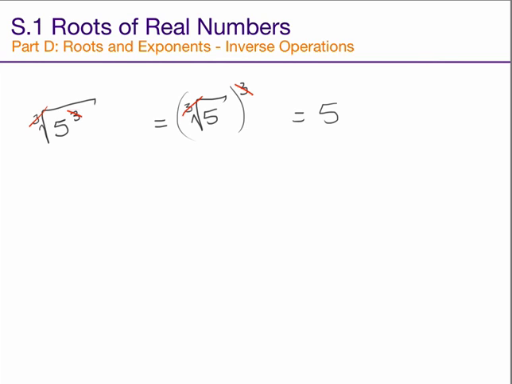Subtraction and addition are inverse operations because subtraction undoes addition. Multiplication and division are inverses because division undoes multiplication. And multiplication undoes division. Try not to think of them as opposites because that means something else in mathematics. But inverses undo each other or cancel each other out.